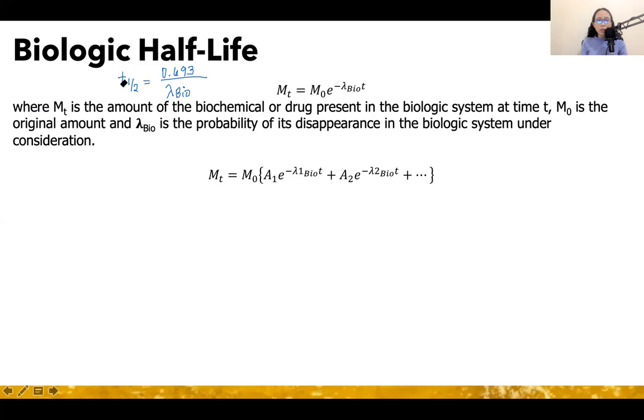So just to distinguish this from your physical half-life, we include here "bio". So this is in the biological context or system.